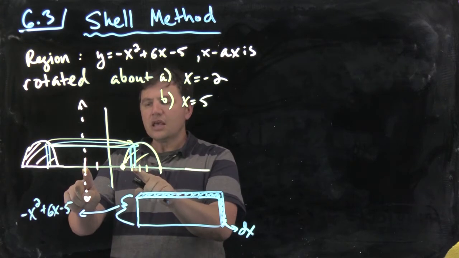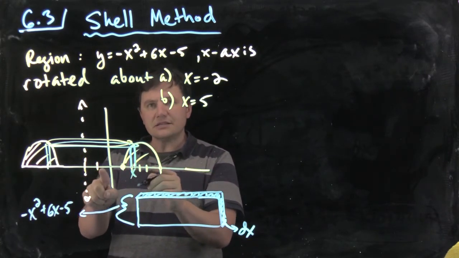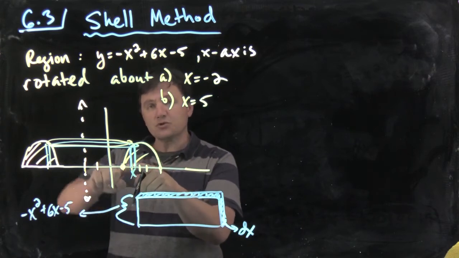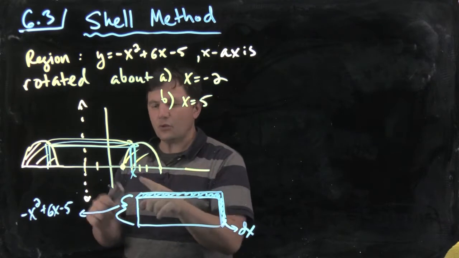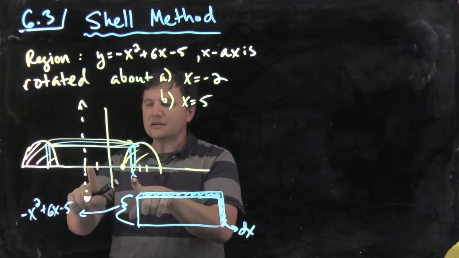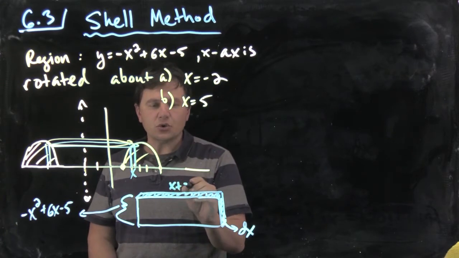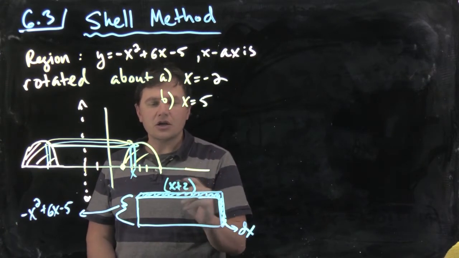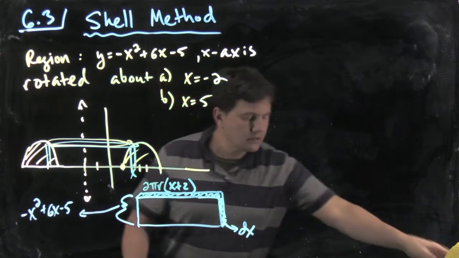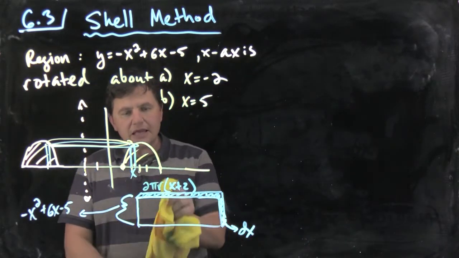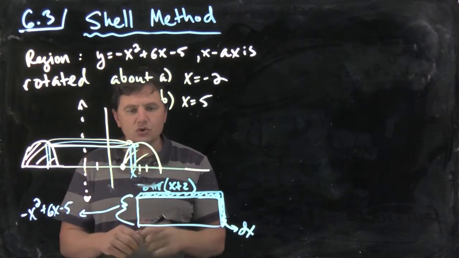increasing. Okay? Now the way I figure out what this r is, I'm always going to take whatever x is, and I'm going to subtract whatever's on the left. And when you see x equals 5, that's going to be the reverse. So x minus negative 2, so that's going to be x plus 2 is going to be my r. So that's going to be 2 pi, and then our r is x plus 2. X minus negative 2, which gives us x plus 2.